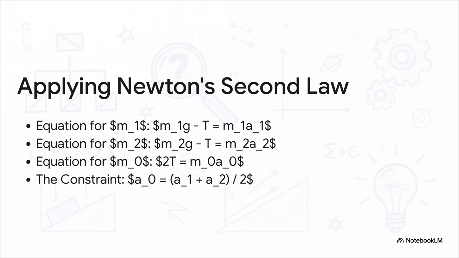And then we add our secret weapon, that kinematic constraint we worked so hard to find. And look at what we've got. 4 equations and 4 unknowns, a1, a2, a0, and T. And you know what that means? It means the system is totally solvable.